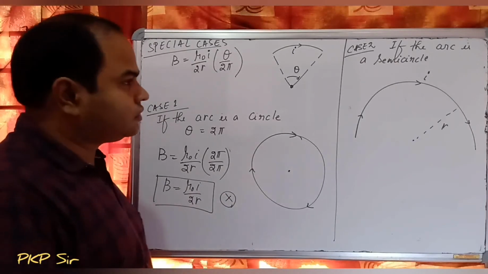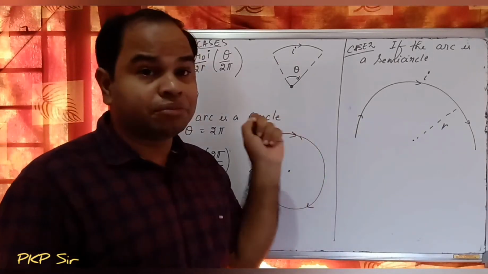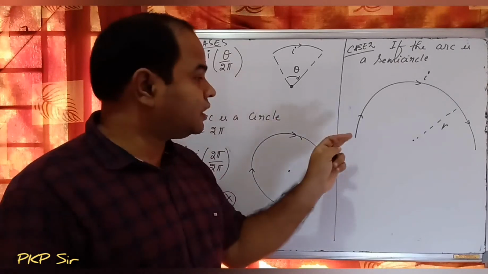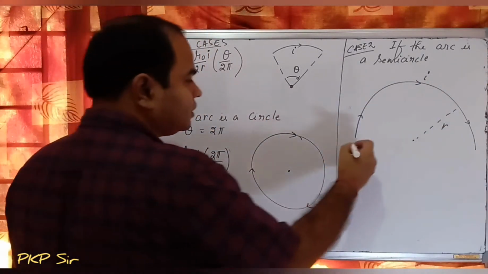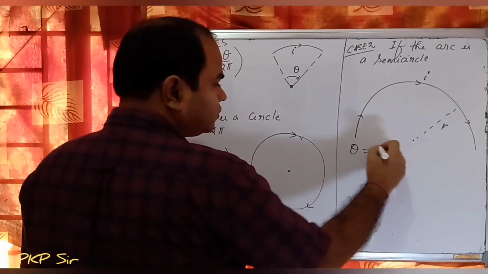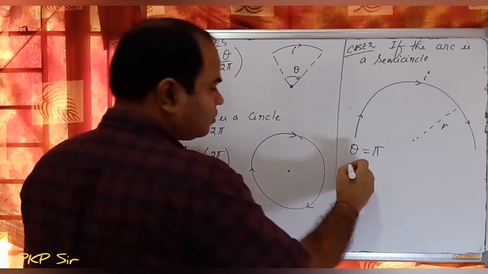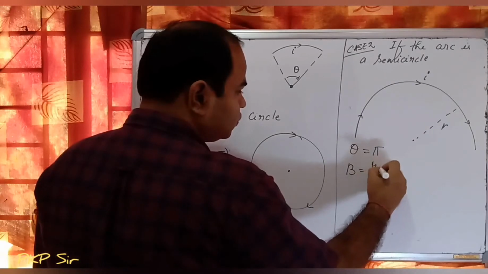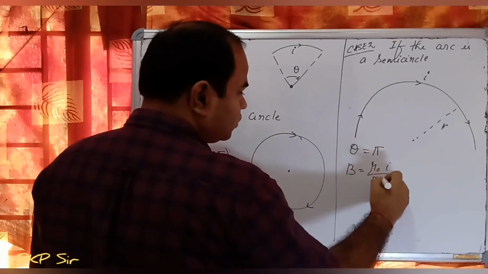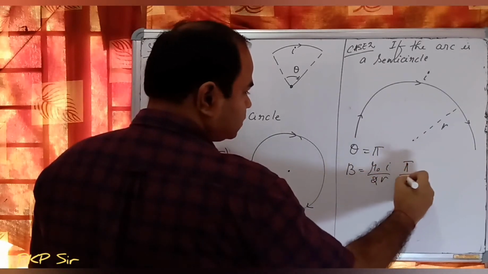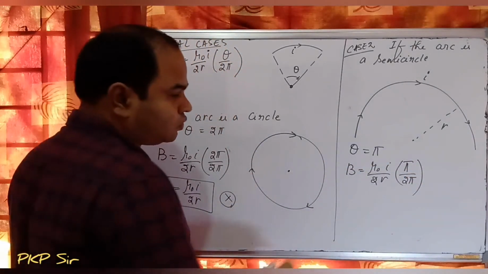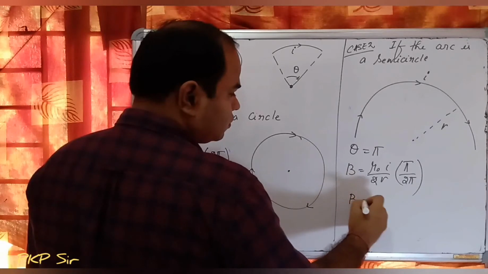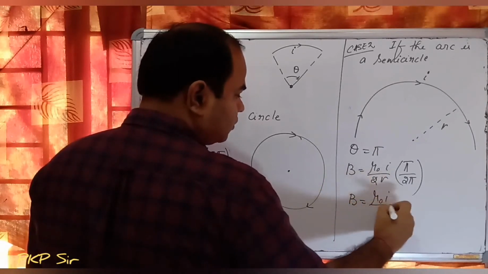Second case, if the arc is a semicircle carrying current I, in that case theta is equal to pi. So B will be mu naught I by 2r, theta is pi by 2 pi. So pi cancels, 2 remains. So B is equal to mu naught I by 4r.